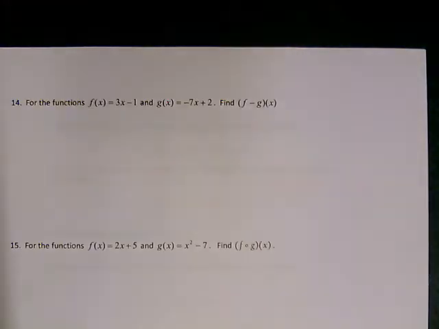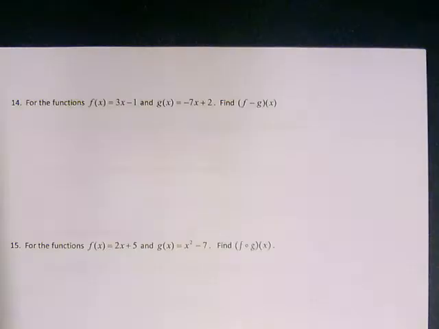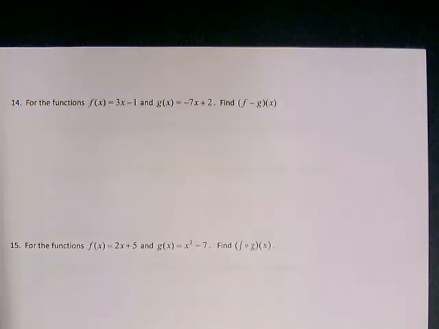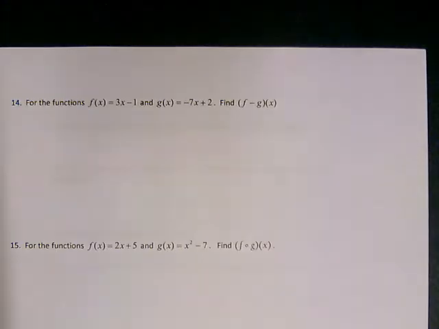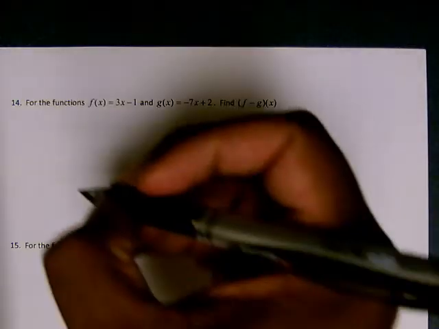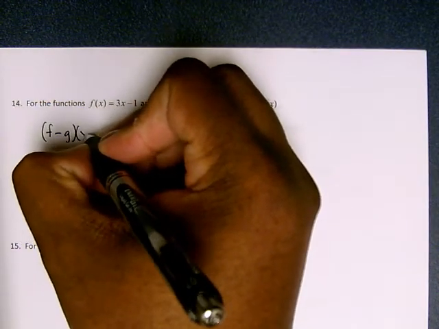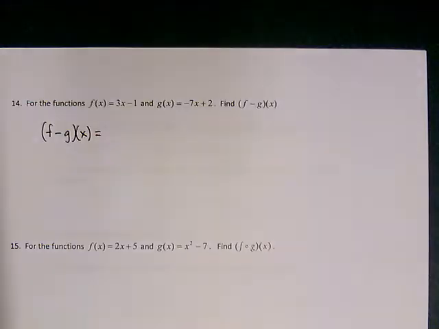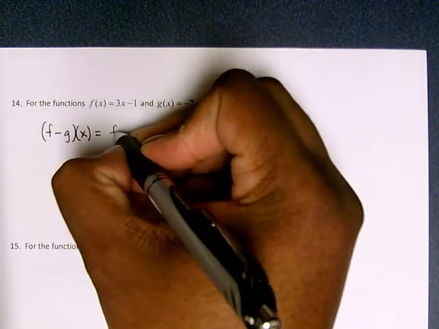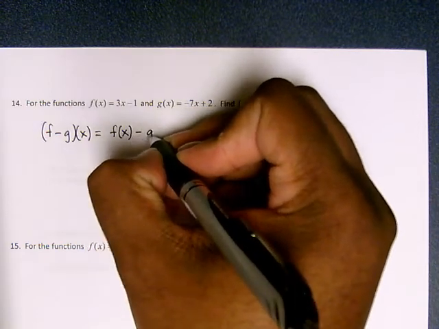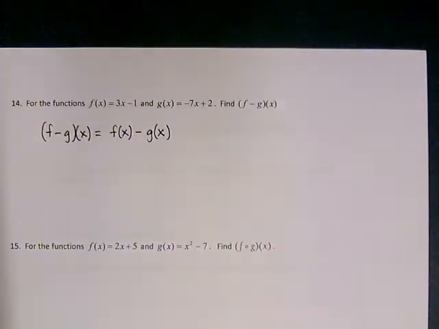Alright, problem number 14. We've got two functions, f of x and g of x. In this case, f of x is equal to 3x minus 1, and g of x is equal to -7x plus 2. And we want to find f minus g of x. Here, f minus g of x means f of x minus g of x. So here we're subtracting the two functions.